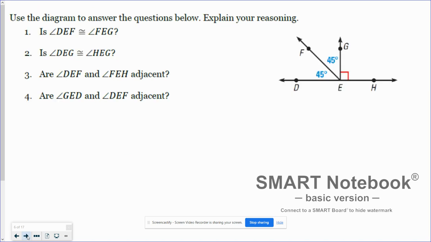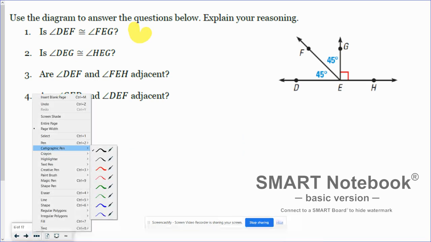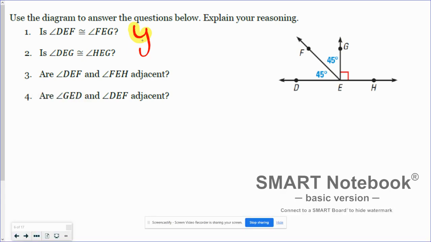Use the diagram to answer the questions below. Explain your reasoning. Is angle DEF congruent to angle FEG? Why, yes, they are. They're both 45 degrees. Yes. What about angle DEG? Look at it. 45 plus 45 is 90. And angle HEG, what does that little box mean? That it's a right angle. And what do we know about right angles? That they're 90 degrees. So yes, these two angles are indeed congruent.